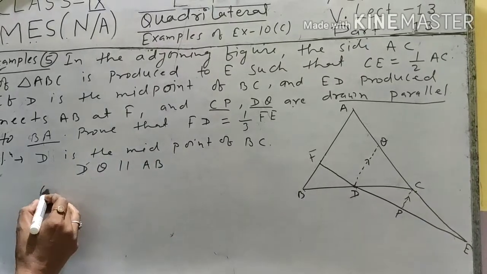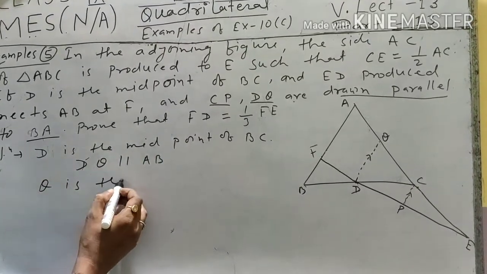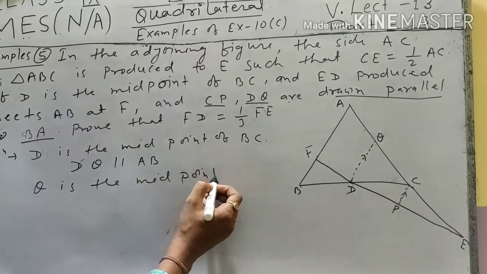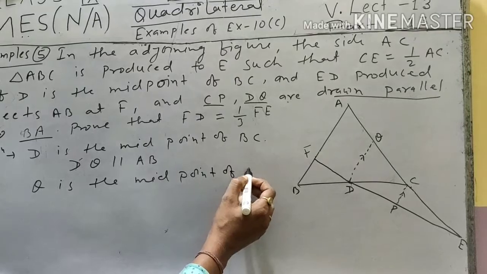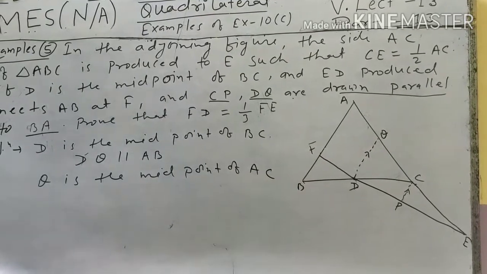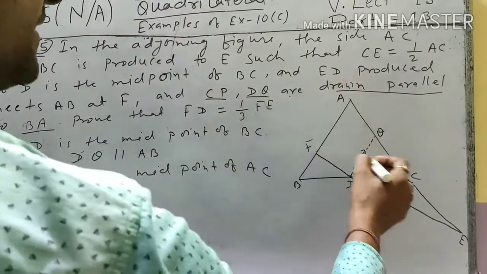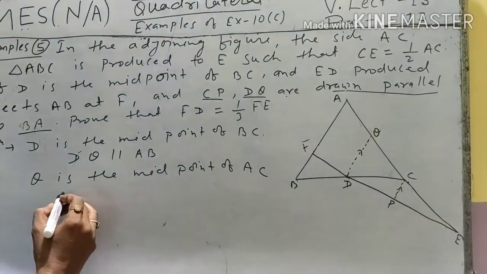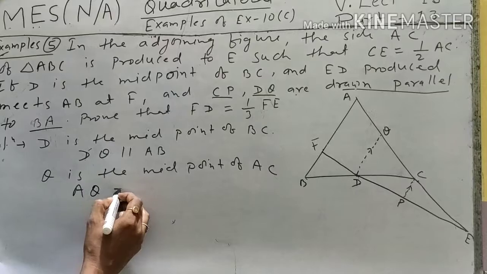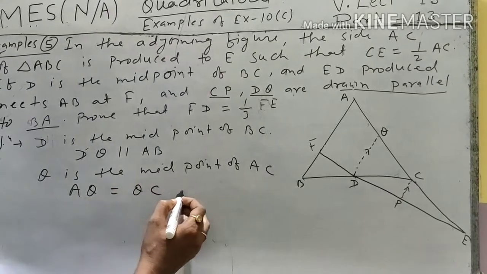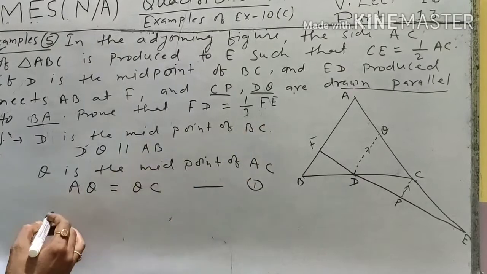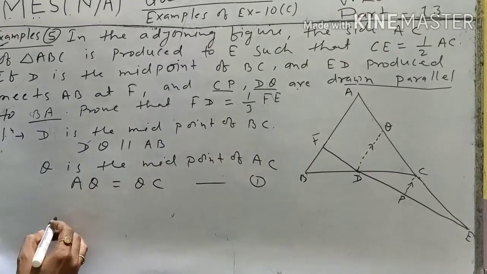So Q is the midpoint of AC. Here Q is the midpoint of AC. So we can write here AQ is equal to QC. This is equation first.